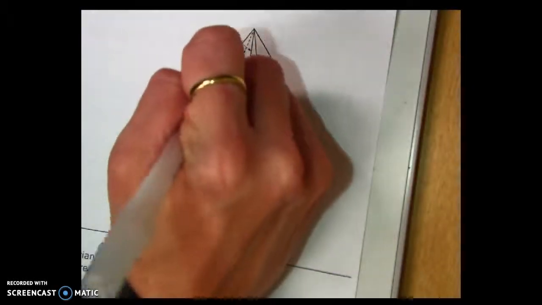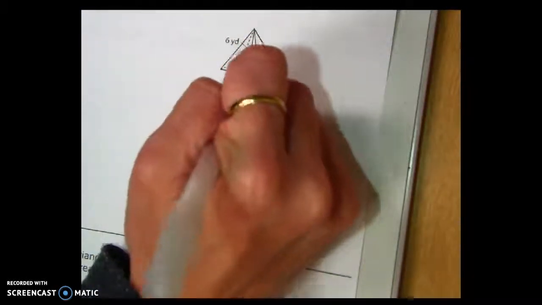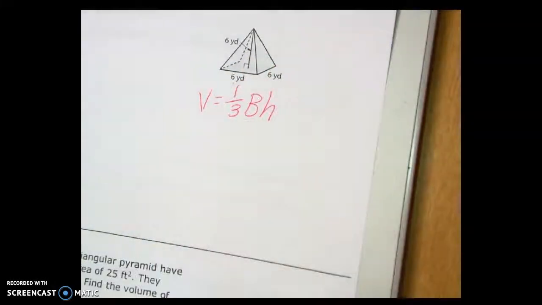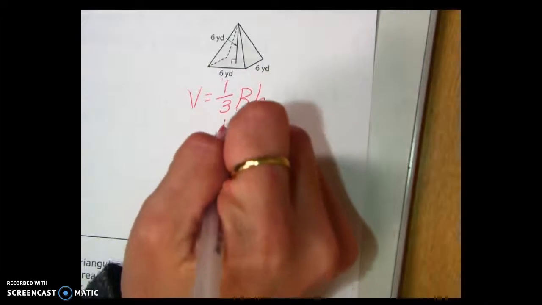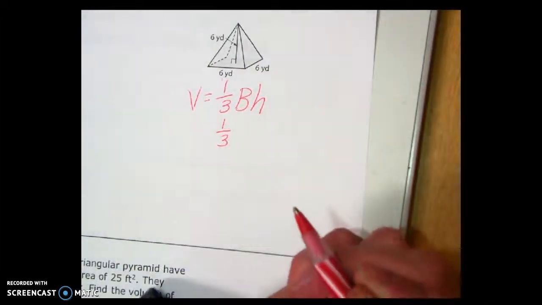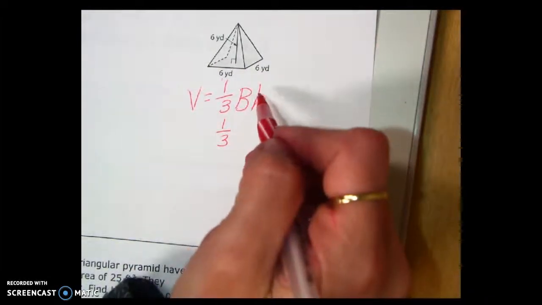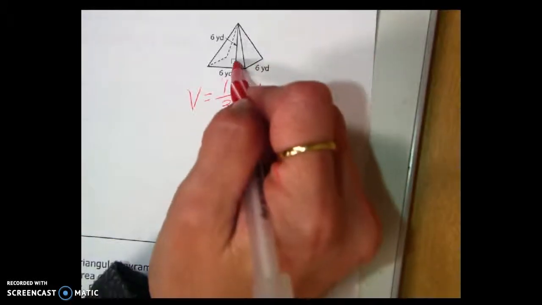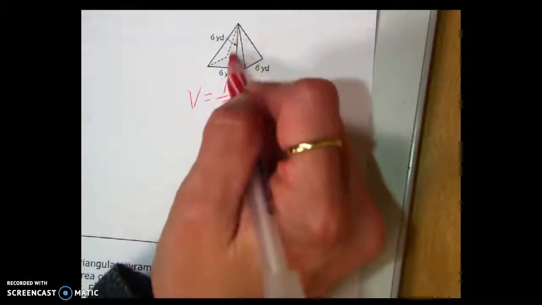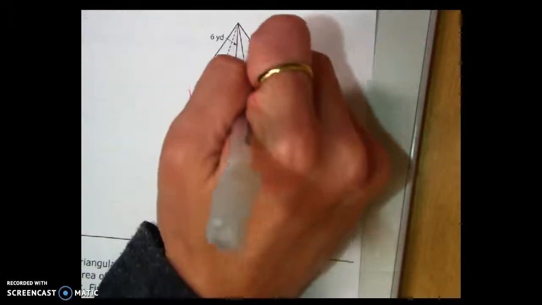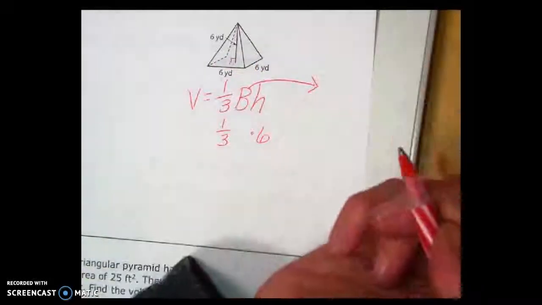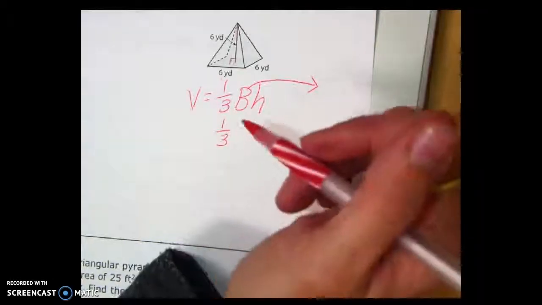Let's look at this one because it is a pyramid instead of a prism. So our formula is that right there. I know the 1/3. I don't know the area of the base, but I do know the height of the pyramid is 6. That would be the one that goes straight up and down. Now I have to come off to the side and find the area of the base and then come back and plug it in.